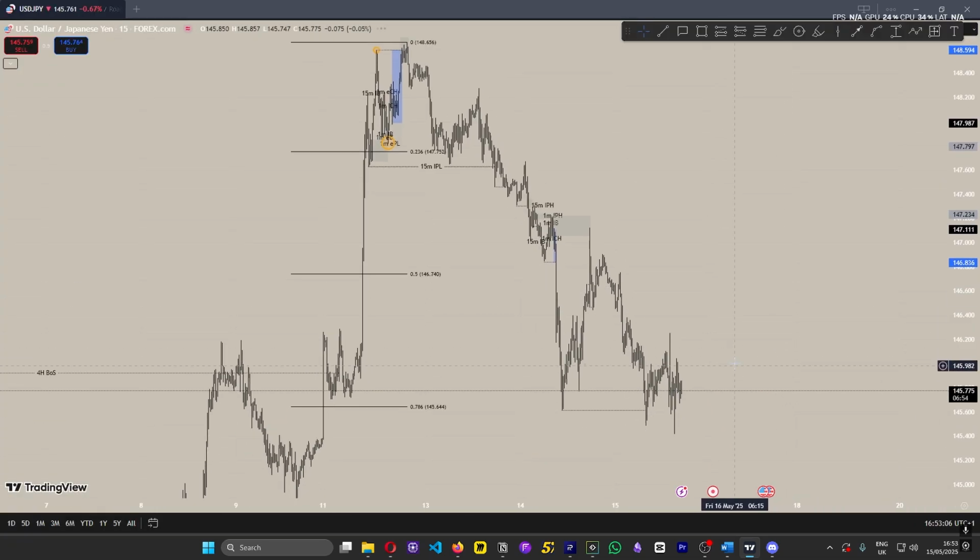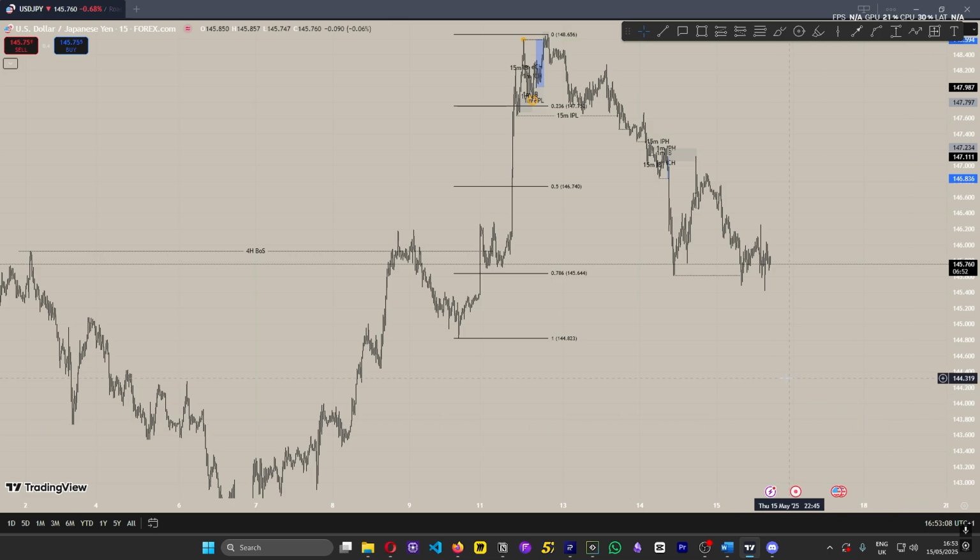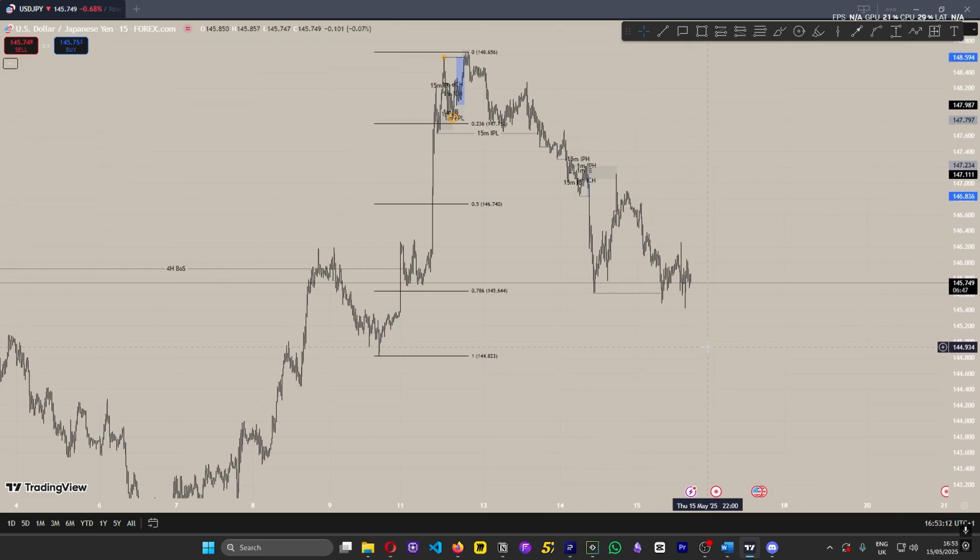But once you get it down, honestly, I think if you just get really good with fractals alone, that's all you need to be a profitable trader.